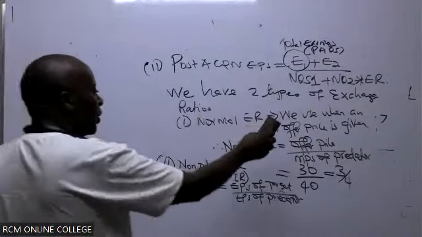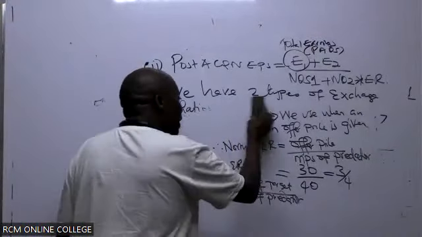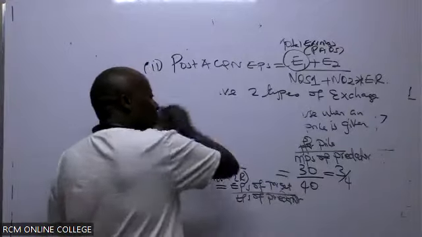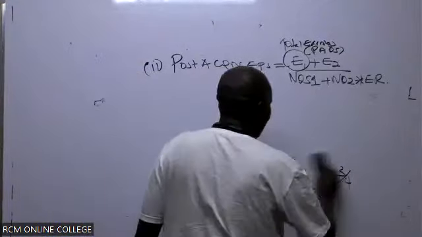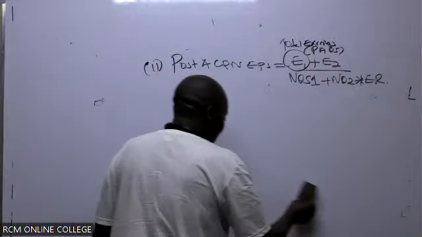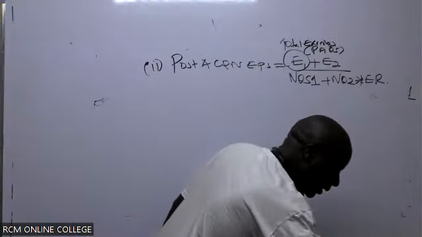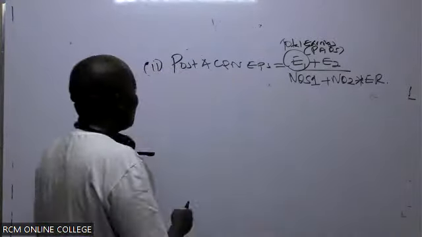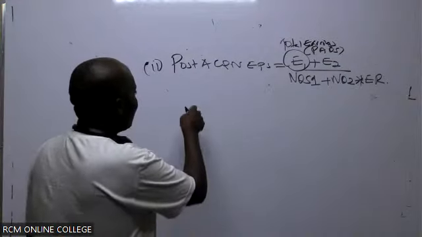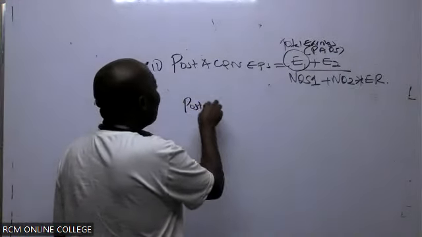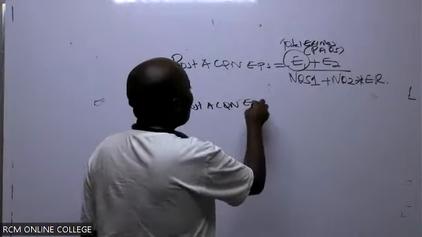So in this particular question, the offer price was given. Therefore, we had to calculate this normal exchange ratio, which is 3/4. Now, please listen. Come along with me. Let's walk this journey together. So we're looking at post-acquisition EPS.